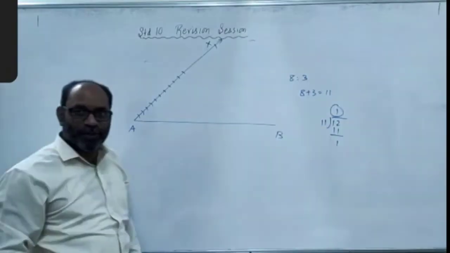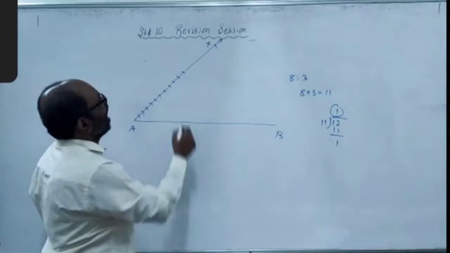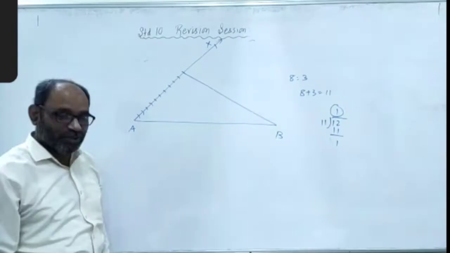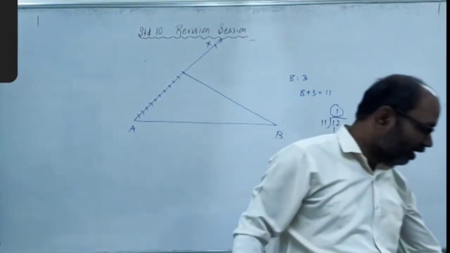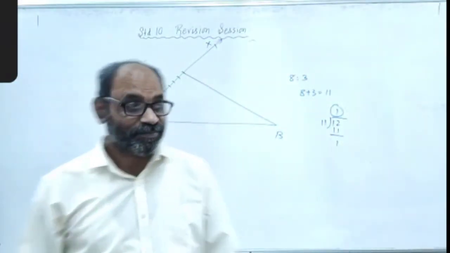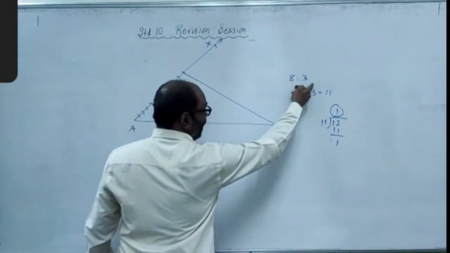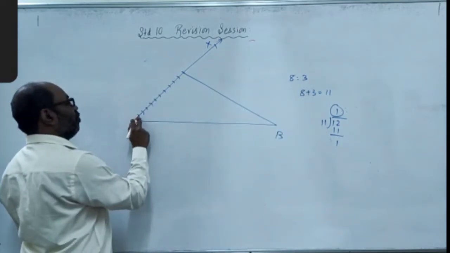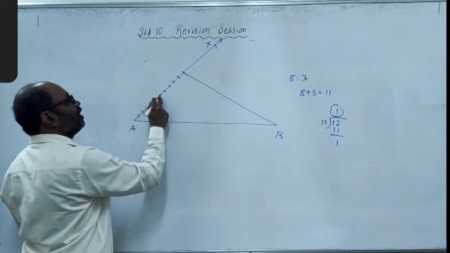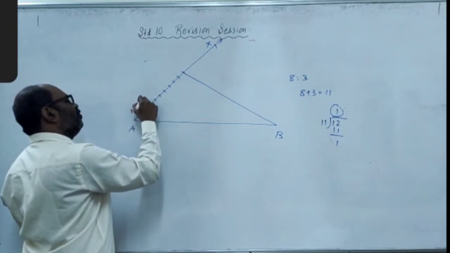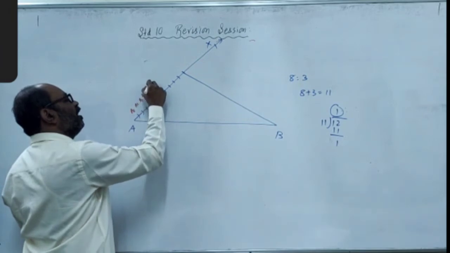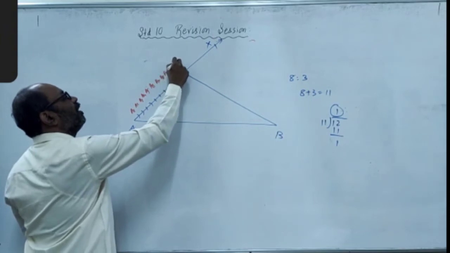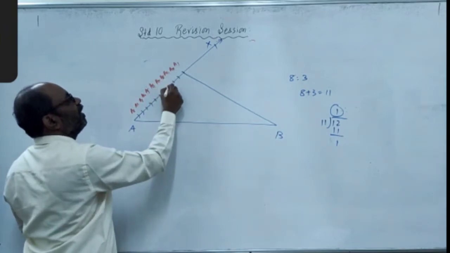So how many equal parts am I going to make? 11. The last one you are going to join with B. Join it. Next, we'll divide 11 into 2 parts, 8 and 3. So count from here, 1 2 3 4 5 6. Write A1 A2 A3 A4 A5 A6 A7 A8 A9 A10 and A11. So A8 is here. Right?